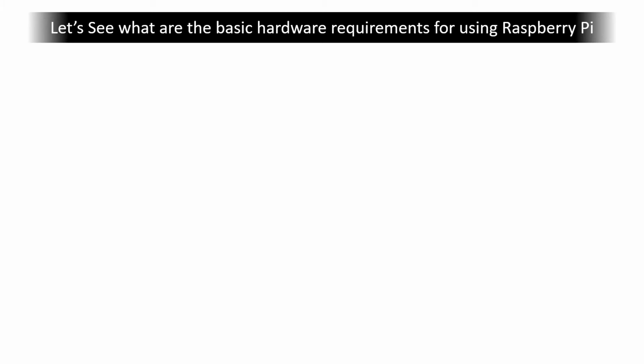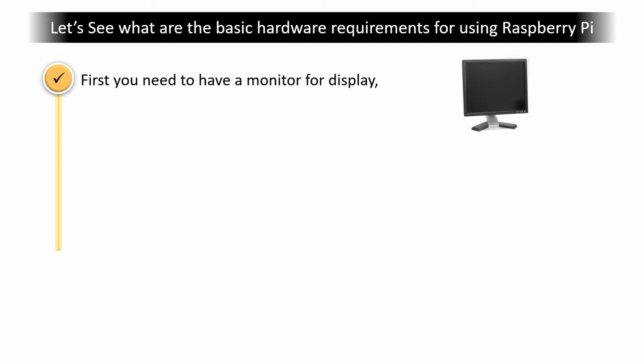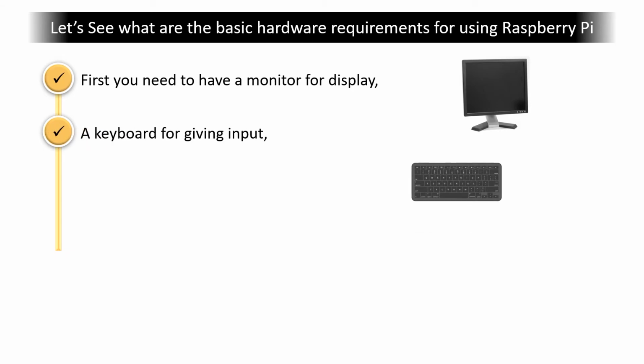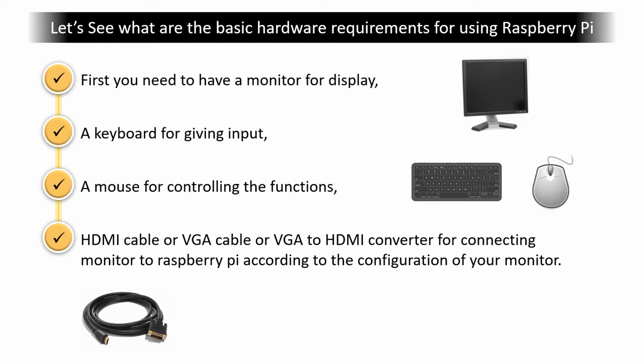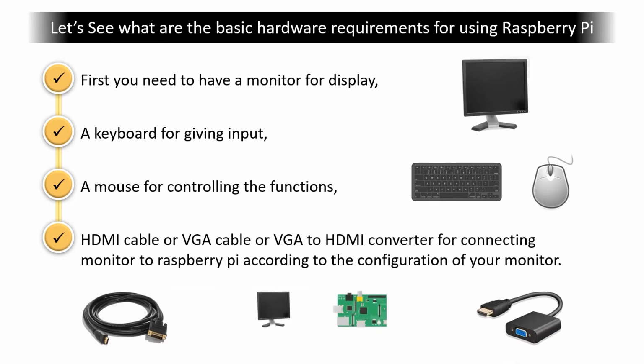Let's see what are the basic hardware requirements for using Raspberry Pi. First, you need to have a monitor for display. Second, a keyboard for giving input. Third, a mouse for controlling the functions. Fourth, an HDMI cable or VGA cable or VGA to HDMI converter for connecting the monitor to Raspberry Pi according to the configuration of your monitor.